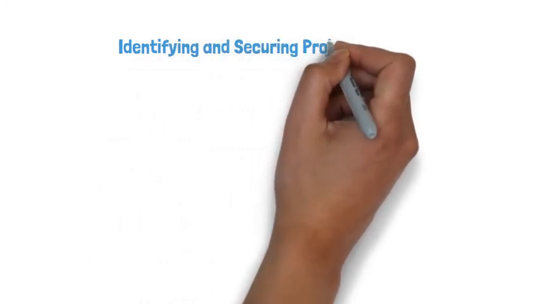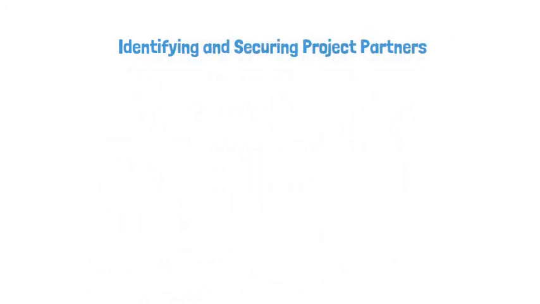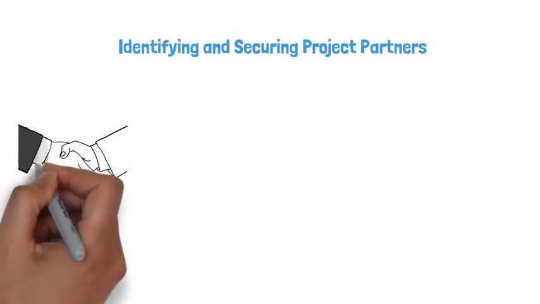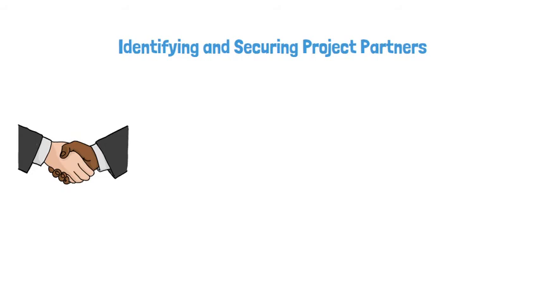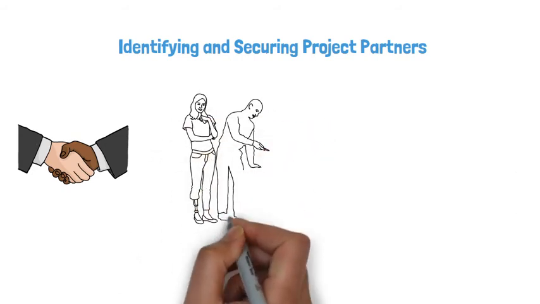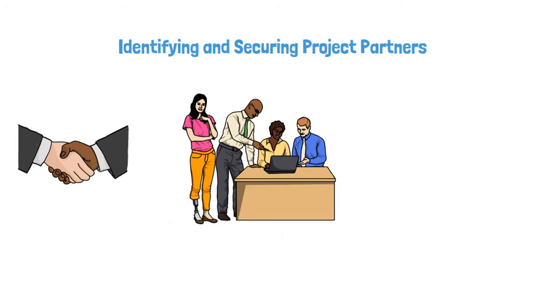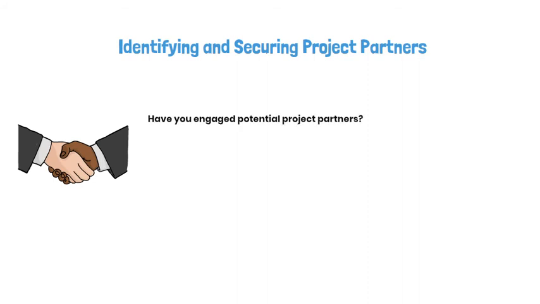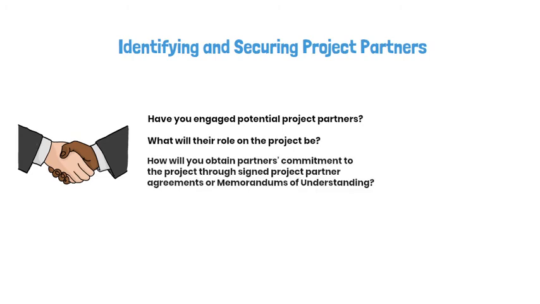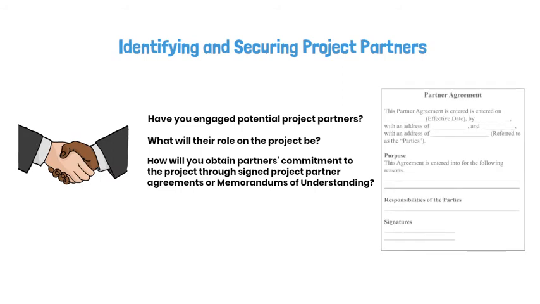You may also be working closely with one or more partners to implement multiple parts of your project. Examples include partnerships to identify and recruit individuals for the new jobs, provide technical assistance to businesses, and/or provide support services to employees. Ask yourself, have you engaged potential project partners? What will their role on the project be? How will you obtain partners' commitment to the project and commitment to the CED program goals through signed project partner agreements or memorandums of understanding? Remember, your partnership should be set up to begin work once project funding is in place.